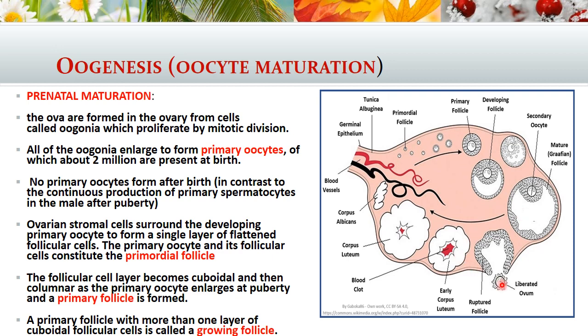So this is showing you the release of the ovum by the process of ovulation, and the rest of the cells form the early corpus luteum, then the corpus luteum, and the corpus albicans.